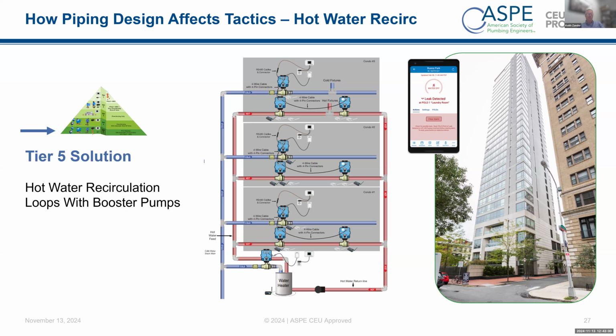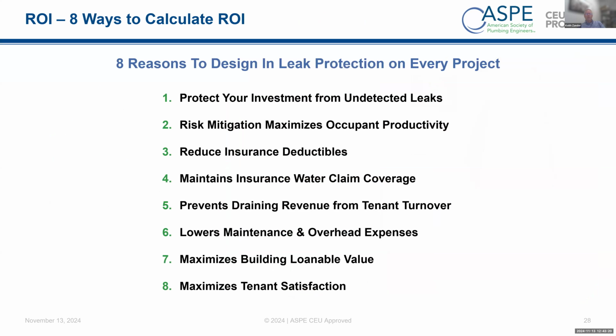So that's a selling point on the property. You put a new building in, you've got leak detection in there, and you tell them, I'm going to isolate your specific condominium, and any leaks that you have, I'm not going to have to shut the pipes off for every other condo or landlord or tenant or anybody going up and down the facility, whether it's office space or multifamily. So, 8 reasons to design leak protection in every project. Number 1, undetected leaks clearly are going to cost you money whenever you find them. Pinhole leaks are going to become big leaks. Number 2, risk mitigation maximizes occupant productivity.